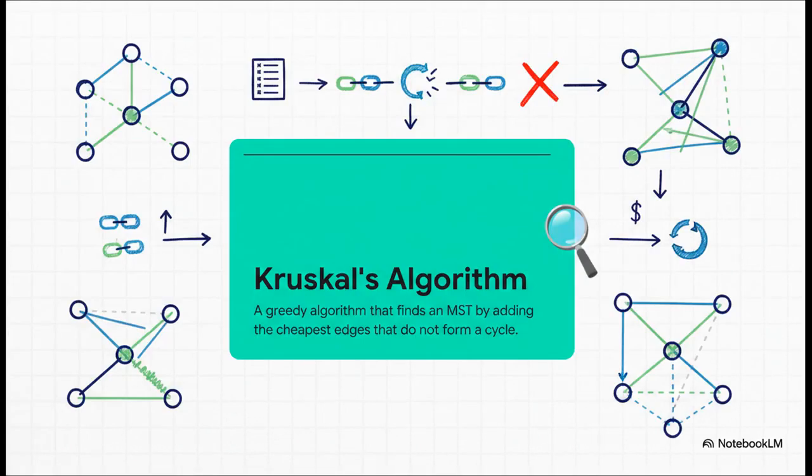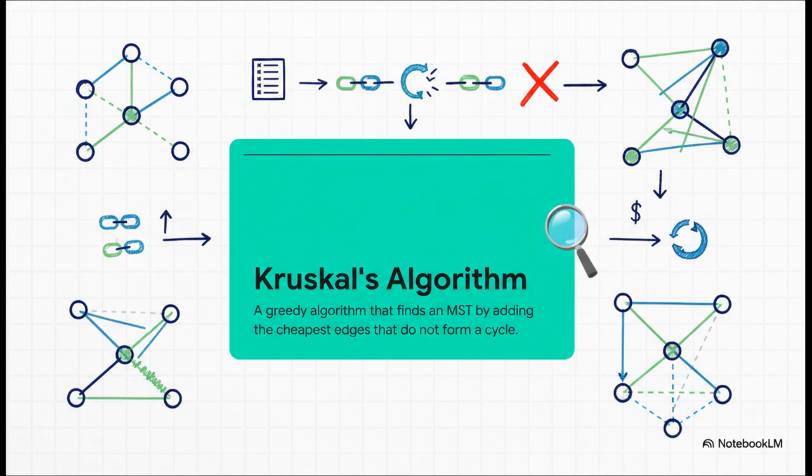For this puzzle, we have another genius greedy approach, Kruskal's algorithm. And the logic behind it sounds almost too easy to be true. All you do is make a list of every possible connection you could possibly make between any two houses. Then you sort that list from the cheapest connection to the most expensive. And you just start adding the cheapest cables to your network one by one.